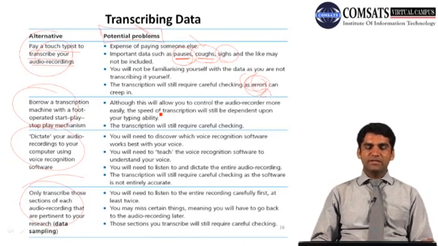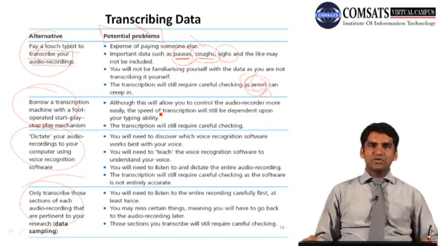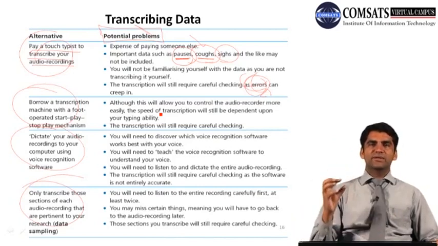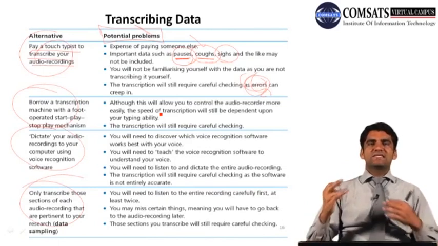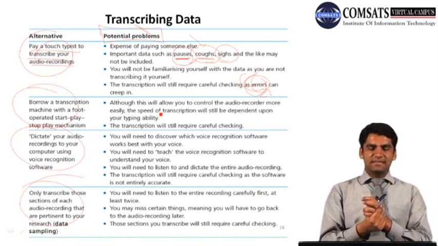There are 3. You will need to listen to the entire recording carefully first, at least twice. It is recommended that you listen to the recording at least twice, so that you can get what is important and relevant to your research and what is not very important and you can actually get rid of. So for that you have to understand the whole audio recording fully, and then you will be in a position to say that okay, you are going to analyze this and that part, but you are not analyzing that one.